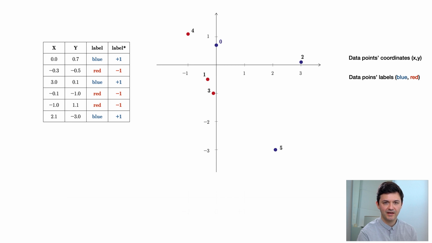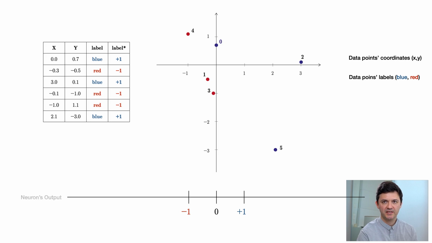Well, let's add another graph. This time we are adding a single number line which displays the neuron's output.